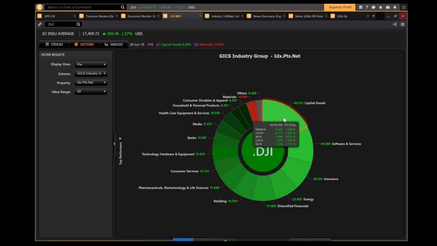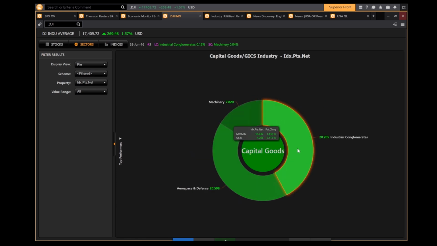And we can also see, if I hover my mouse on capital goods, this part of the pie, which ones were best performing among the capital goods sector. So MMM, 3M, UTX, BA, Boeing, Caterpillar, and GE, all large companies. Now what this icon allows me to do is click on that pie and go into drill down, you can say.